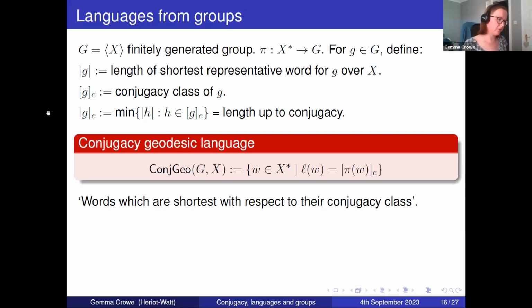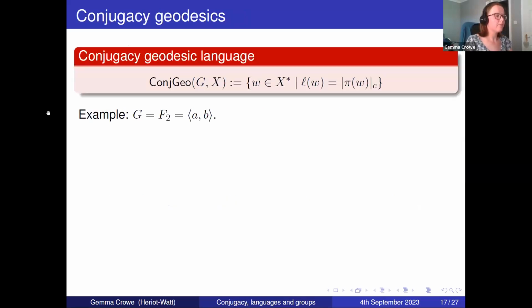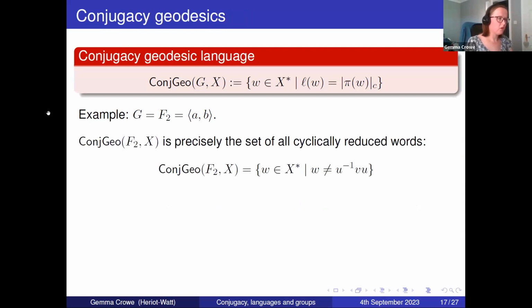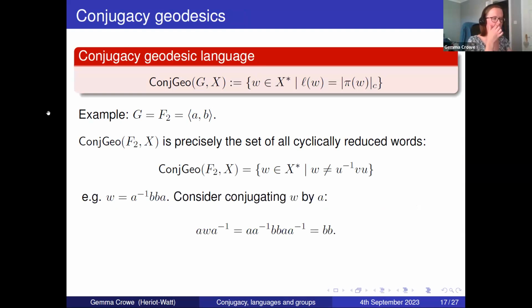So let me give an example just to give you an idea what these languages might look like. So let's say we have the free group and we take a generating set of just A, B free generators. So one can show that the conjugacy geodesics are precisely the set of cyclically reduced words, which if you haven't heard of that, that's simply all words which cannot look like U inverse V U. Okay, and the reason they can't look like that is if I give an example, if we say had the word W equals A inverse B B A, right?